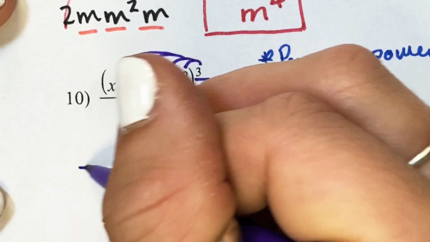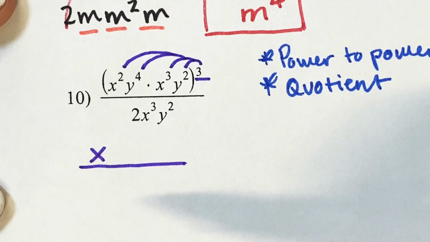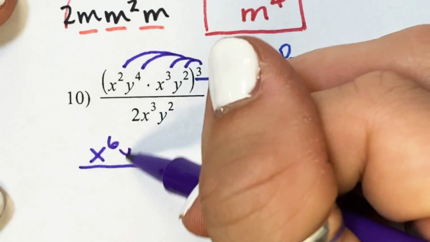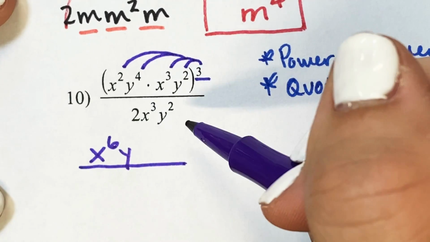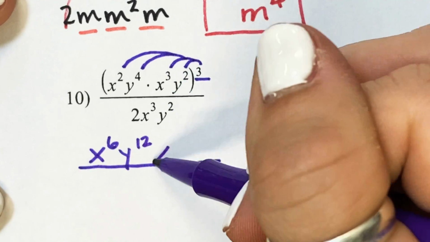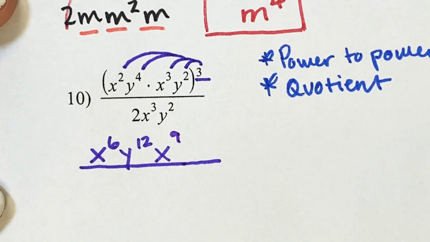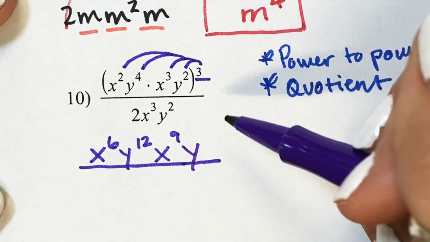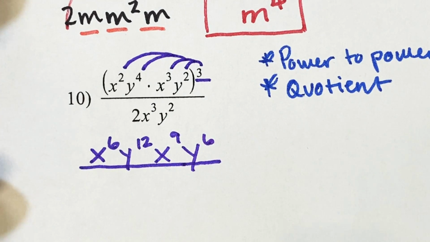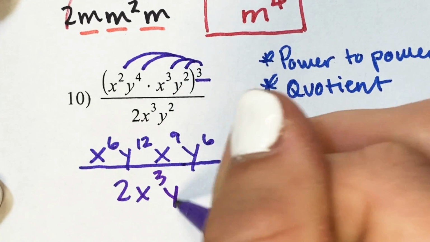On top we have x, our first x, to the 2 times 3. What's 2 times 3? 6. Our y to the 4 times 3, 12. Our other x, 3 times 3, 9. And our last y, 2 times 3, 6. Beautiful. So we got rid of the parentheses. Now what's left on bottom? 2x cubed y squared.